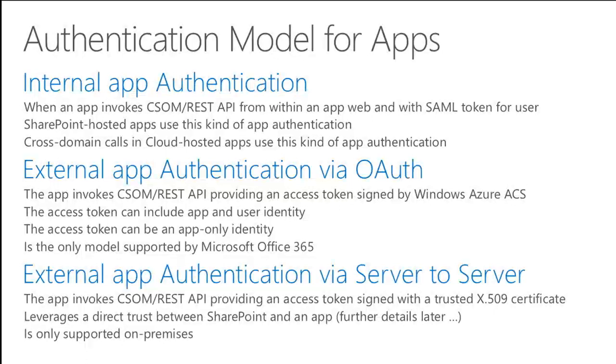The third one is the external app authentication via server-to-server, which implies, again, a CSOM or REST API call, but with an access token which is not signed by Windows Azure ACS, but instead using an X509 certificate. And this is the so-called server-to-server scenario, on which we will go deeper in a few minutes from now. It leverages a direct trust between SharePoint and the external app based on that X509 certificate. And it is only supported on premises. You cannot use it in Office 365.